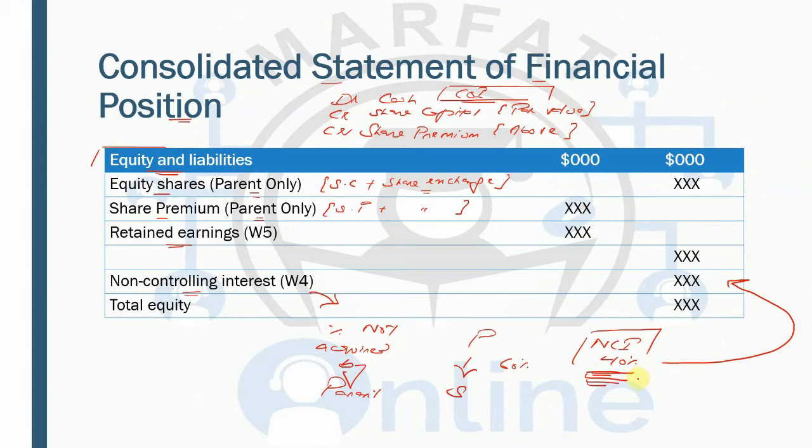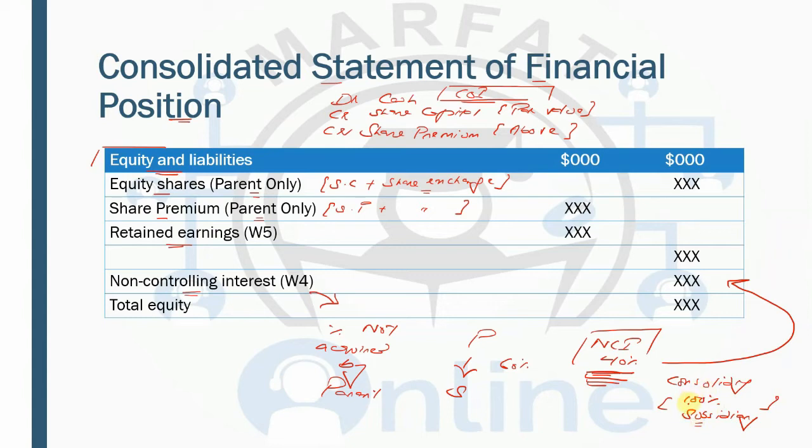So the answer to this question is that we are consolidating 100% of the subsidiary. If we have acquired 60% shares, then usually we should take 60% of the assets, 60% of the liabilities, but we are not doing that. When we are consolidating, we are taking 100% of the subsidiary.